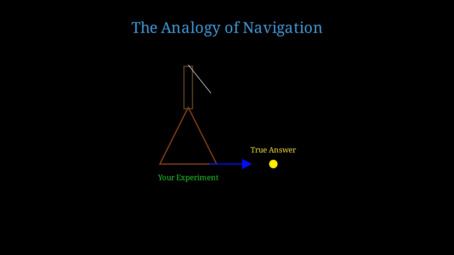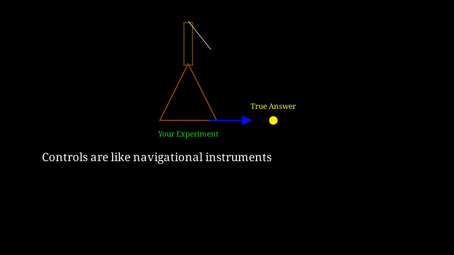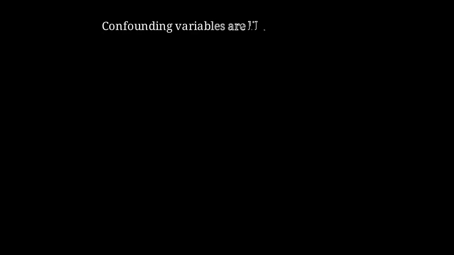Let me give you an analogy to help you understand controls. Think of scientific experiments like navigating a ship. Your experiment is like a ship trying to reach the true answer. Without controls, you're sailing without instruments. You might drift off course due to currents you can't see. Controls are like your compass, sextant, and maps. They tell you where you are relative to where you should be. They let you correct for invisible forces pushing you off course. Confounding variables are like ocean currents. You can't see them directly, but they push your ship in the wrong direction. Without controls, you'll end up somewhere completely different from your intended destination.